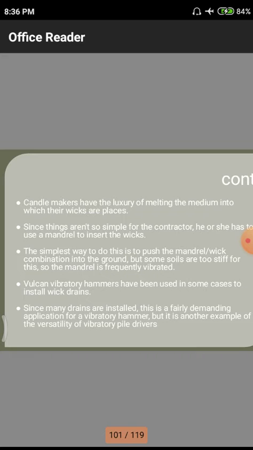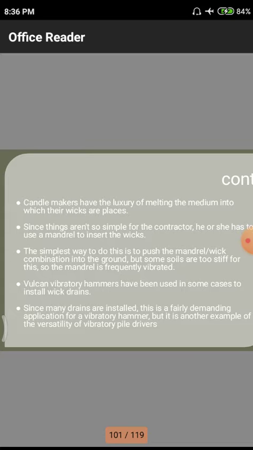Next, what is the continuation part? Candle makers have the luxury of melting the medium into which the wicks are placed. That means these wicks exhibit candle-like shapes. Whenever the candle melts, the candle wax occupies these places, implementing the particular structures. The same principle is used there, a candle-wick-like process.